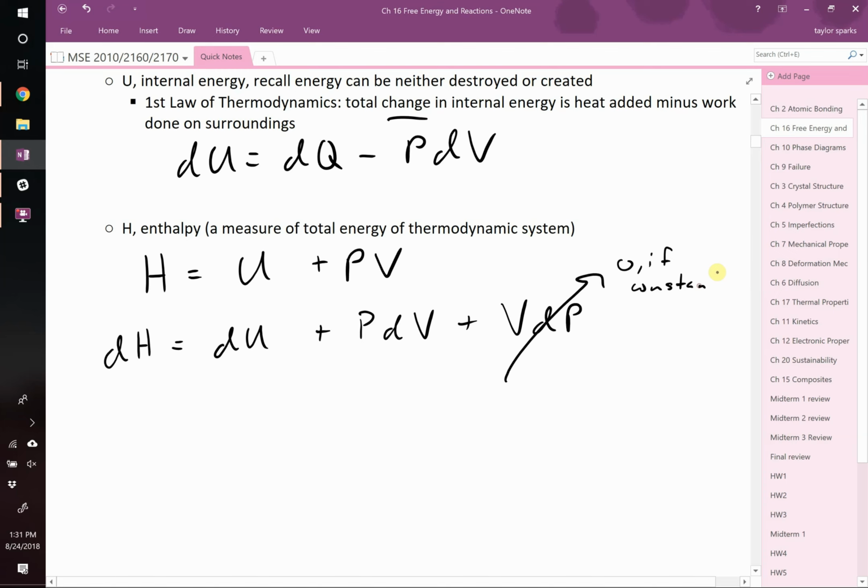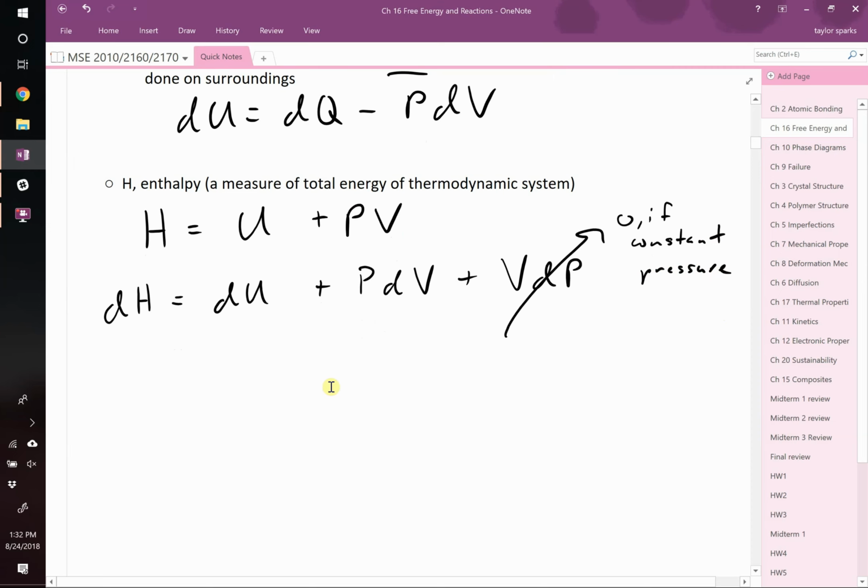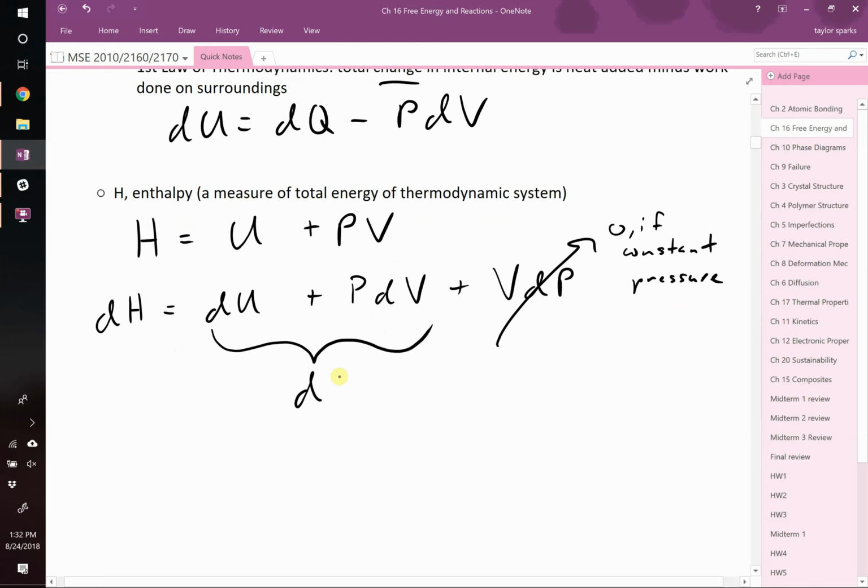If constant pressure. And if I've got bad handwriting, just let me know if you can't read something and I'll rewrite it or say what it is. But that says if constant pressure, okay? And then all of a sudden, this gets easy, because this right here, dU plus PdV, well, that's just equal to dq. Sorry, that right there is dq from this guy. If we solve for dq, that's it right there.